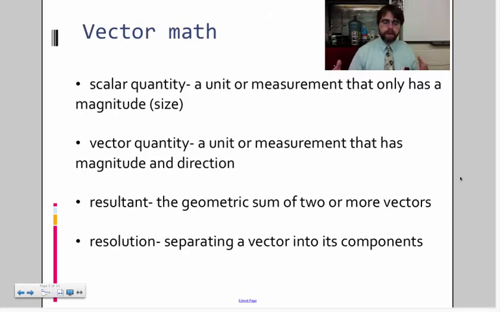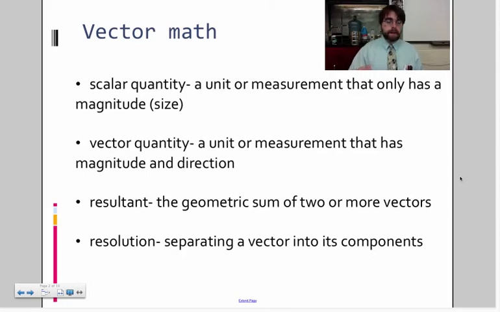And what happens is when you have more than one vector working at the same time, let's say when we throw an object, we have gravity working on it in the up and down, and we have our initial push working in the horizontal or maybe at some angle up and down even as well. And so then we end up with two vectors working on the object at the same time. And so then when we consider both those vectors together, we get a resultant. Resultant is just a fancy math term for the geometric sum of two vectors.